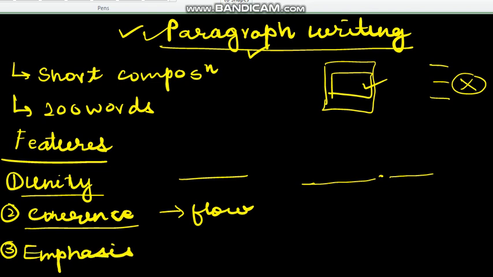Suppose the questions are asked on very general topics. Suppose I say "my herbarium", so you need to lay the emphasis on this herbarium only. You have to not deviate from the topic much, because then it would not make the essence of what you are writing. We are writing the paragraph why? Because to let people know what we actually mean by that particular topic. We are explaining it in that paragraph.